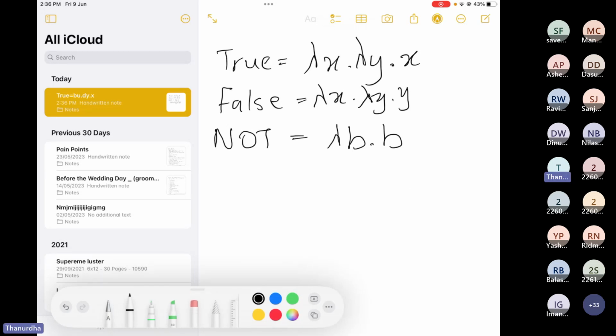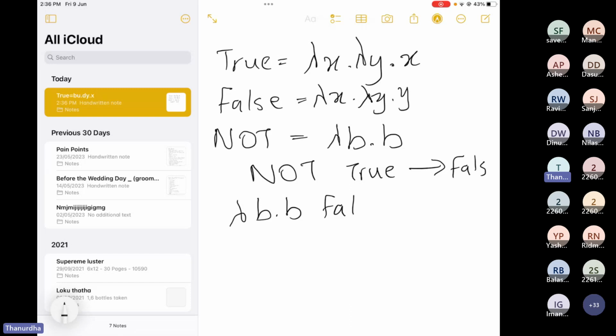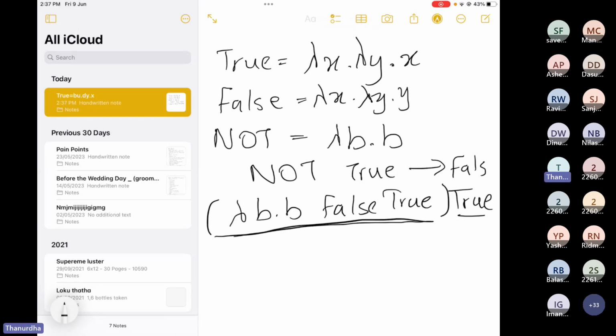Okay, so the valid definition for not that we are going to use is: not true. Our input is going to be true, which in turn has to bring us false, right? So we define the function before as false, true, and our input is true. So again, this part is the function. This is the input.